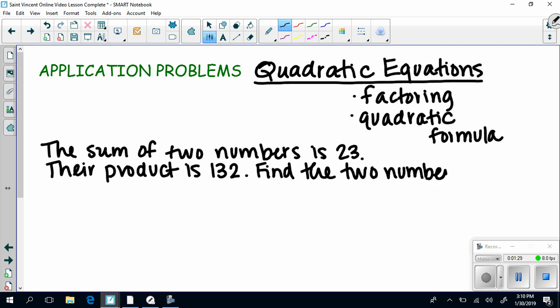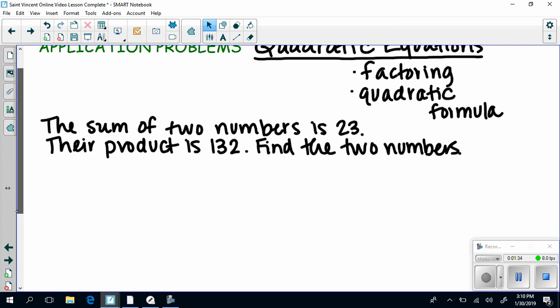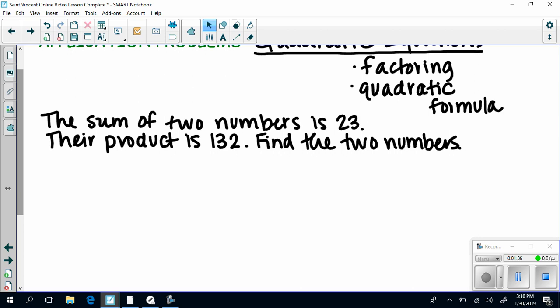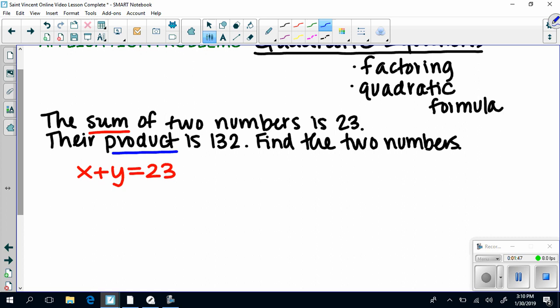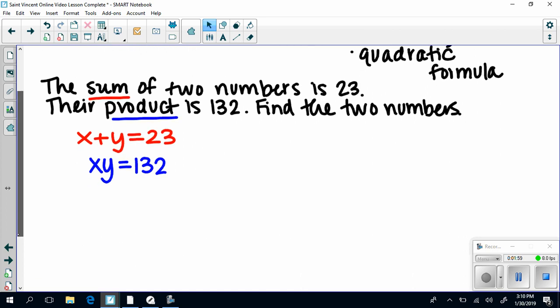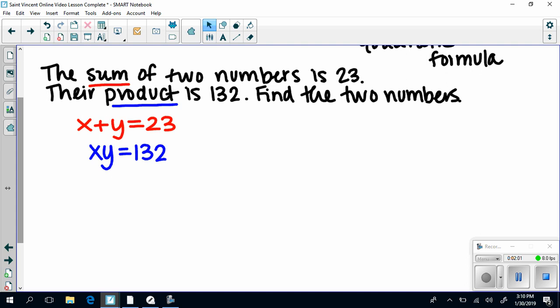Okay, and this kind of goes back a little bit to Unit 1, when we talked about keywords. The sum of two numbers is adding. The product of two numbers is 132. Well, the problem is when you have two equations and two variables, that's a problem. So you have to get an equation with one variable to solve.